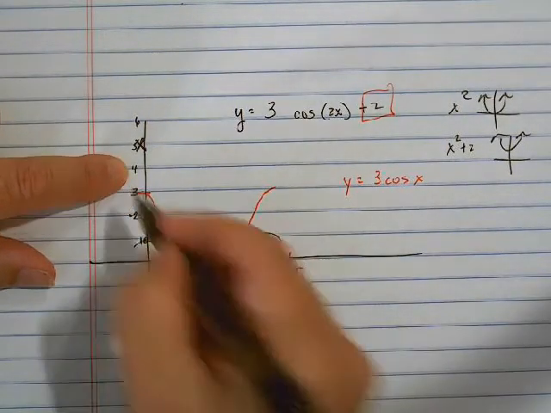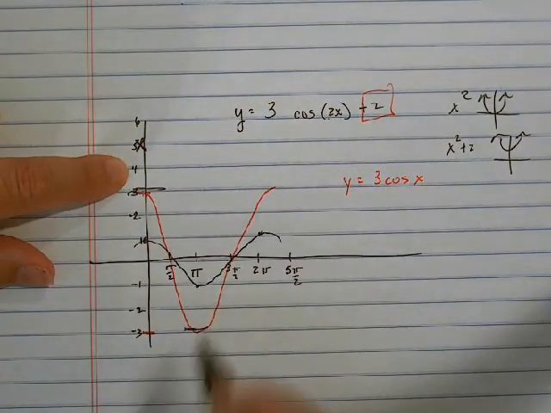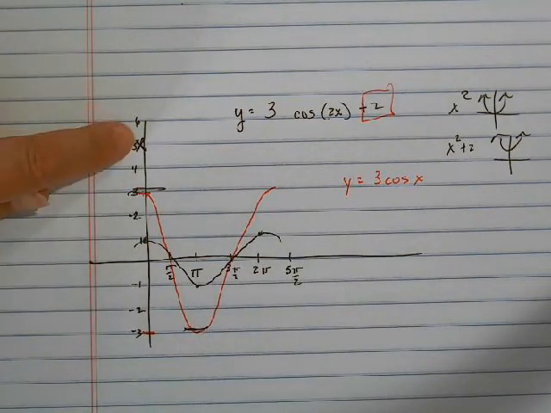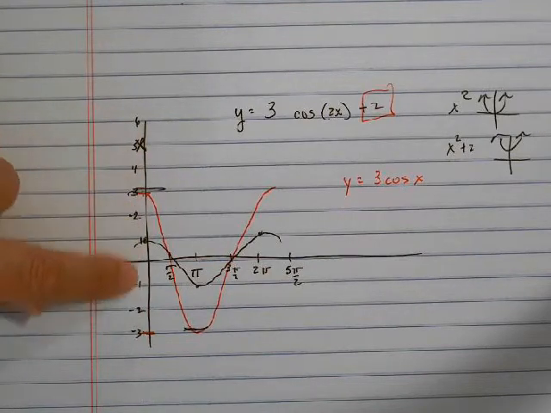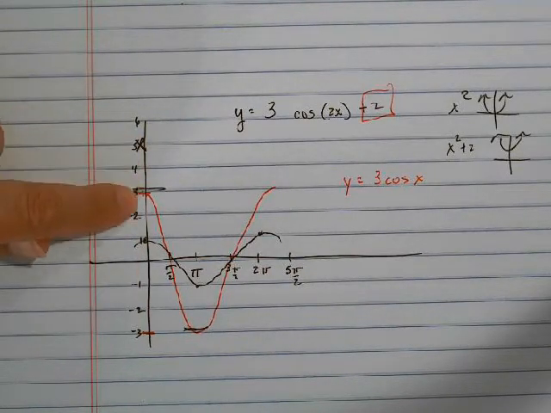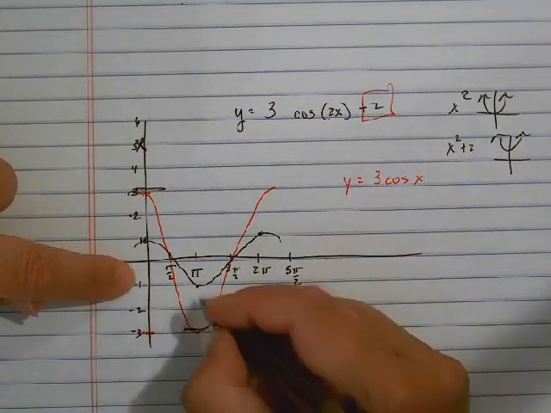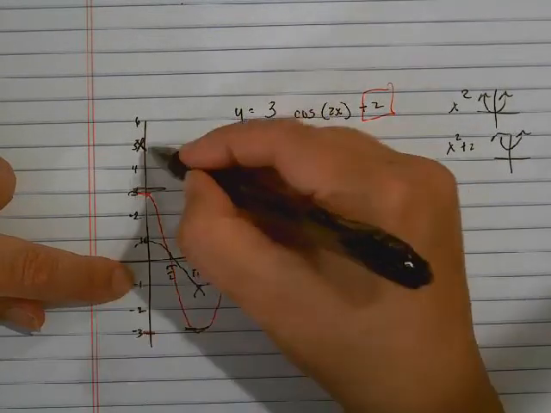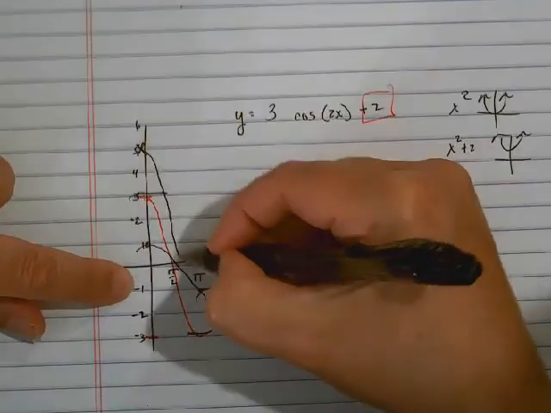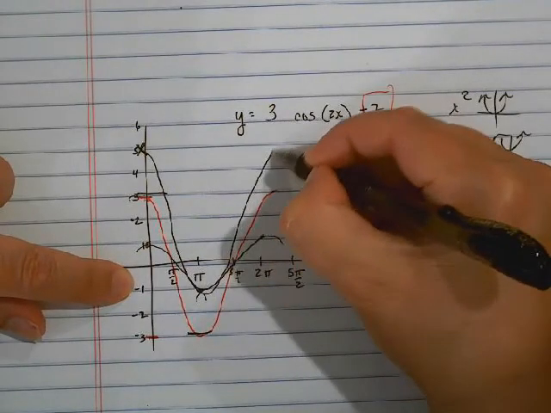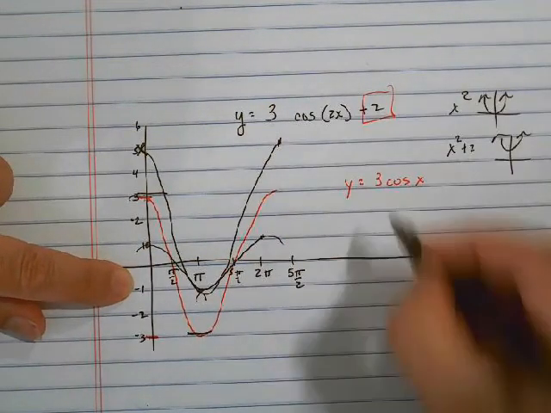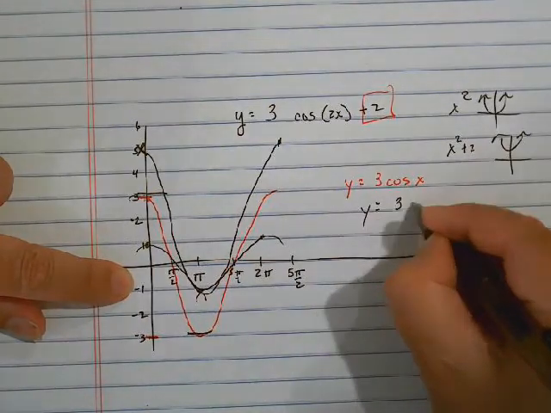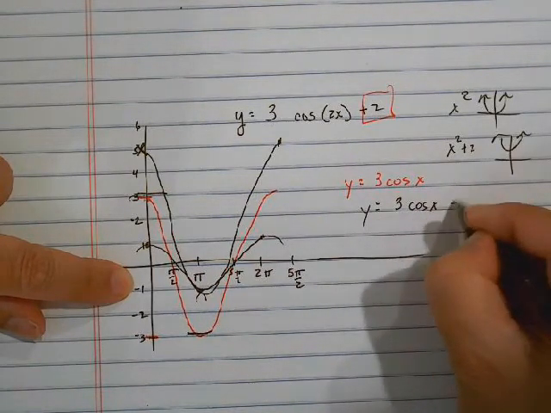But I still have to go a total of 6 units because the amplitude is 3. So since it starts at 5, to go 6 units, I'm only going to go down to -1, because between 5 and -1 is 6 units. So it's going to go down to -1. So it's going to look something like this and come back up to 2 pi. So that would be the graph of y equals 3 cosine of x plus 2.